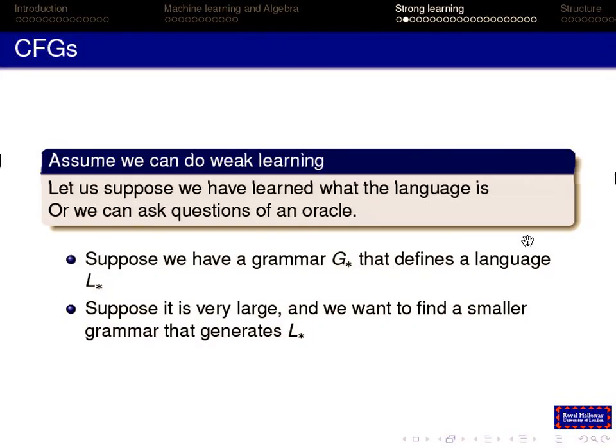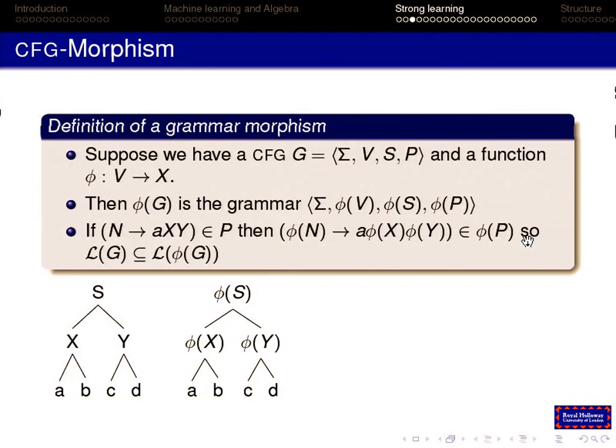So let's assume at the moment that we can do weak learning, right? We'll assume that we have some algorithm that can learn the right set of strings, and now we're interested in the problem of saying, well, what's the right syntactic structure? Suppose we have some fixed language, L star, and we have some grammar that defines this language. But suppose it's really, really big. It's redundant. We want to find something that's maybe a bit smaller.